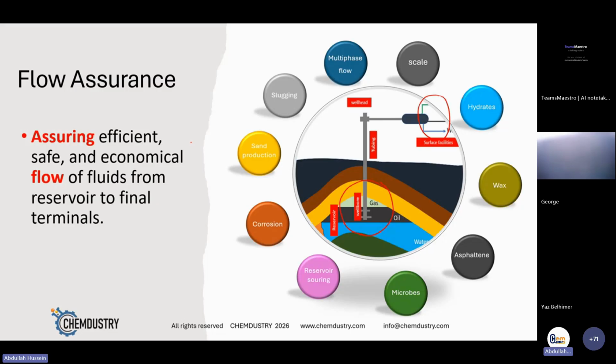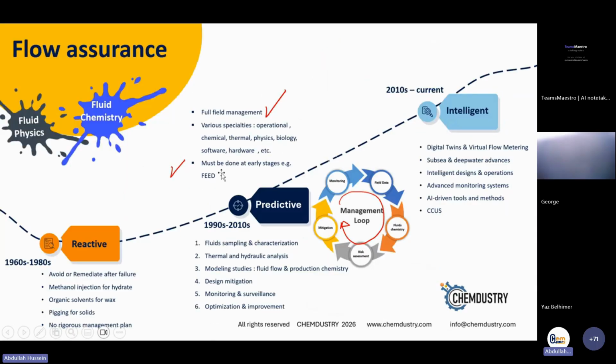And here is where flow assurance comes into play, because it's a strategy that assures the flow of the fluids from the first point of the system to the final terminals in an efficient, economic, and safe way. The core of flow assurance is 2 basic things: the fluids physics, how the fluids flow in the system, and also the fluids chemistry, how the different phases react with each other.